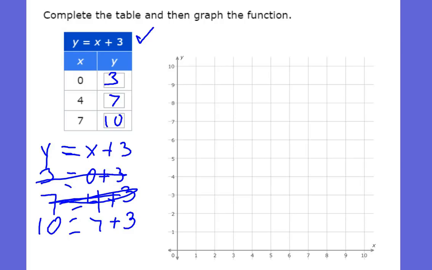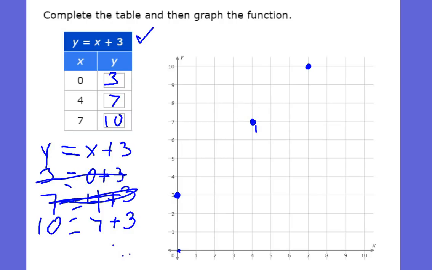So here we go. We've got 0, 3. We start at the origin, which is right here, 0, 0. And then we're going to go up 3. 1, 2, 3, and there's my point. Now we're going to go over 4 and up 7. I'm going to graph that point. And we're going to go over 7, excuse me, and up 10. And we have graphed all 3 points.